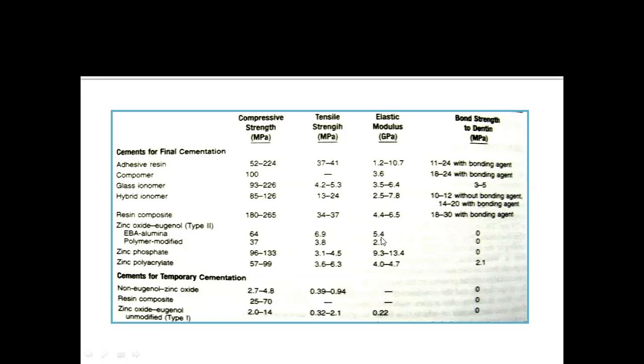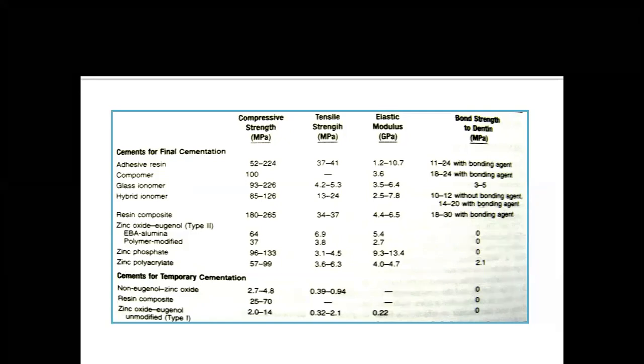Oh, sorry, zinc oxide eugenol EBA cement has 5.4 and zinc phosphate has the highest, which is 9.3. Okay, so these tabular columns you have to go through, where you'll get an idea. Sometimes a few questions fall from these tabular columns directly from the textbook. They can ask you the numbers. Okay, I'll send across the PPT, don't worry.